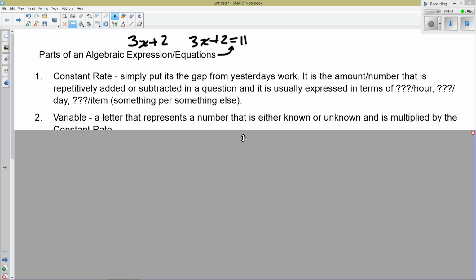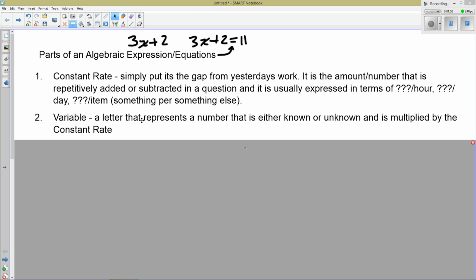And that brings us to the next one. The variable is a letter that represents a number that is either known or unknown and is multiplied by the constant rate. All right. So if this was how much I was making per hour, and I started at $3.25 when I got a job, it's now up to about $11. You're going to make way more when you get a job. It would represent the amount of money I make per hour.